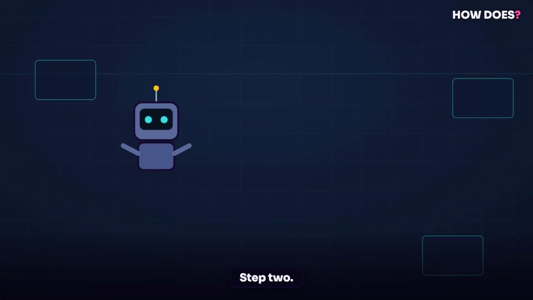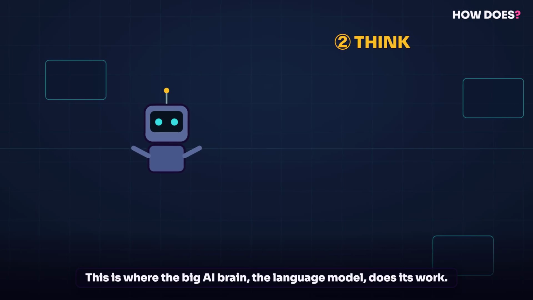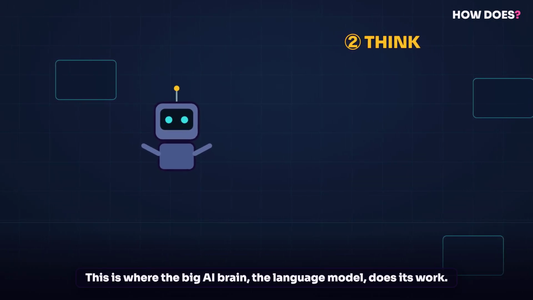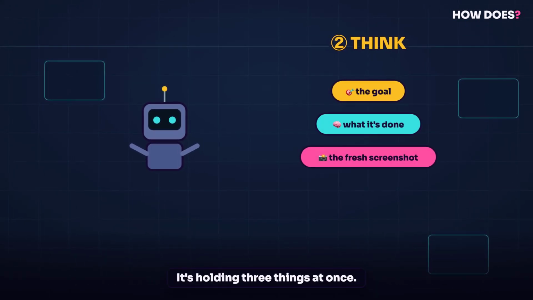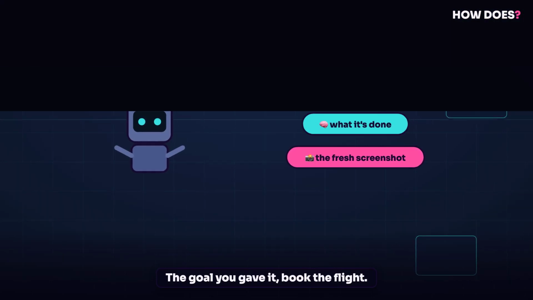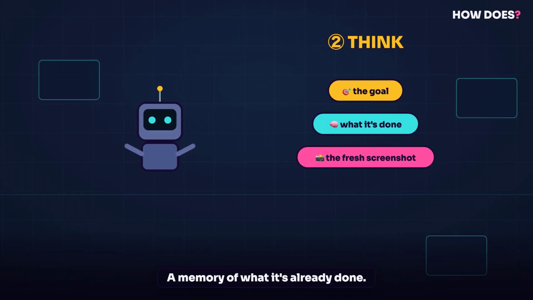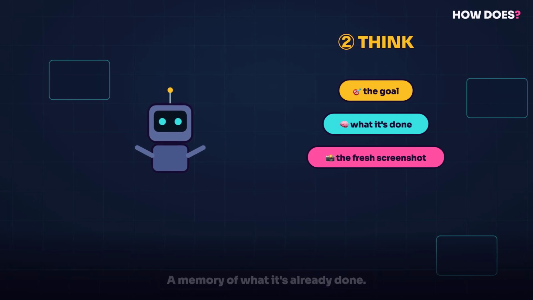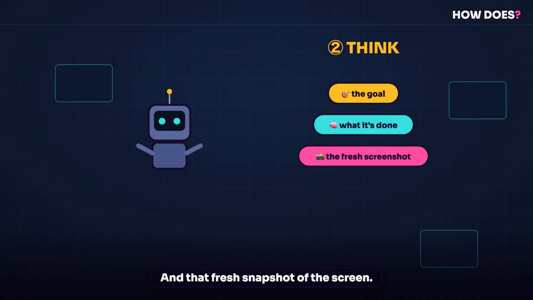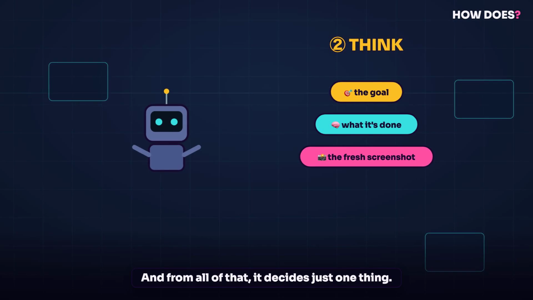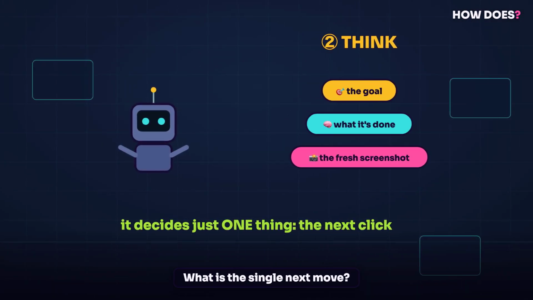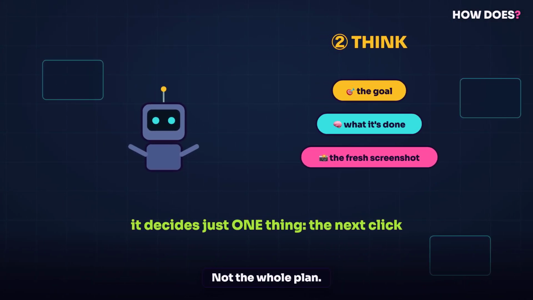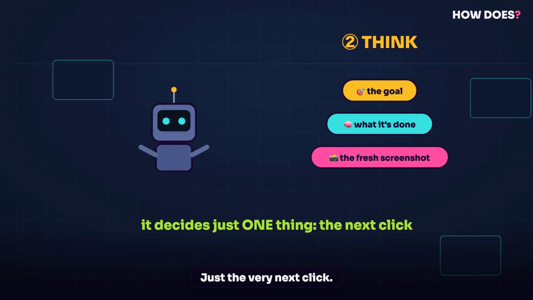Step 2. Think. This is where the big AI brain, the language model, does its work. It's holding three things at once. The goal you gave it, book the flight. A memory of what it's already done. And that fresh snapshot of the screen. And from all of that, it decides just one thing. What is the single next move? Not the whole plan. Just the very next click.